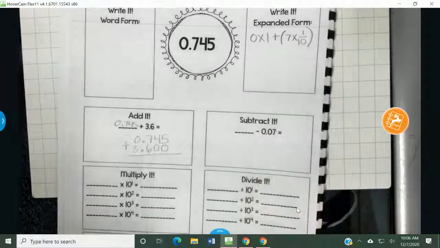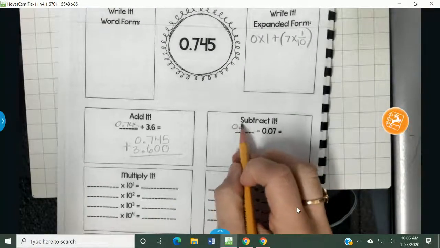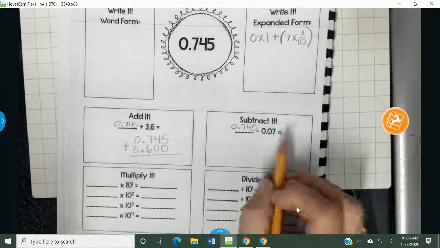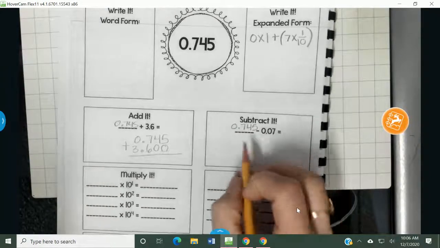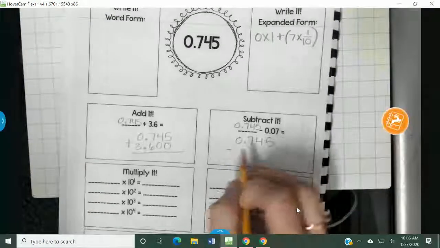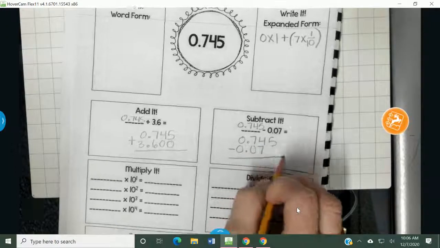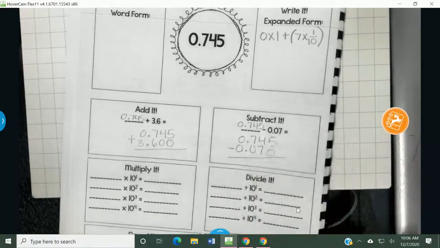And then when we subtract it, it's the same thing. We're going to line up the decimals. So it's 0 and 745 thousandths minus 0 and 7 hundredths. So I take my numbers and I stack them by lining up the decimal. There's a blank spot here, but I'll just put a 0 there. And then you guys will go ahead and add and subtract.